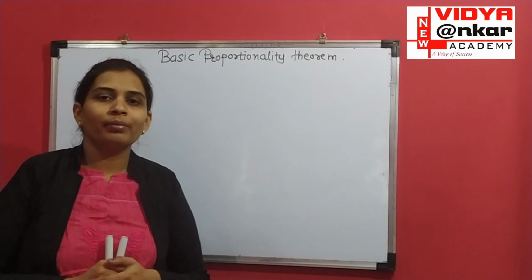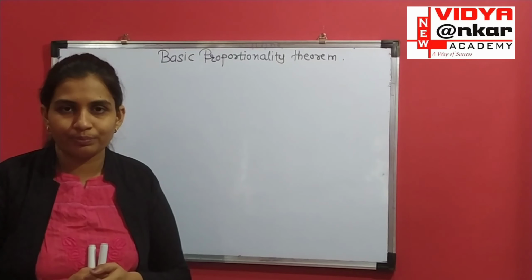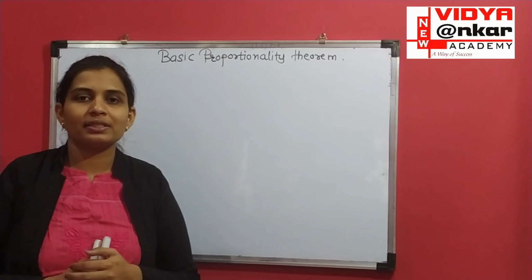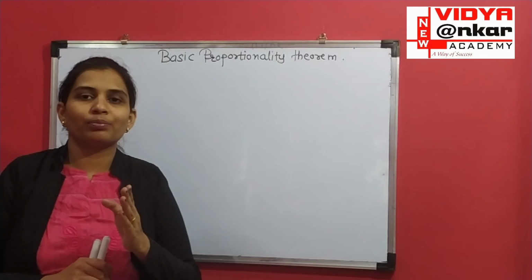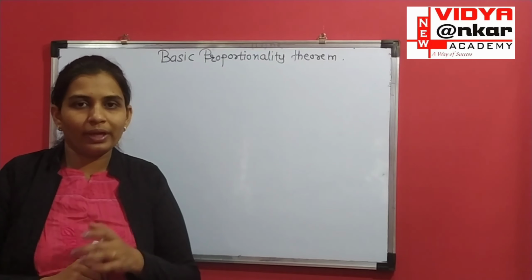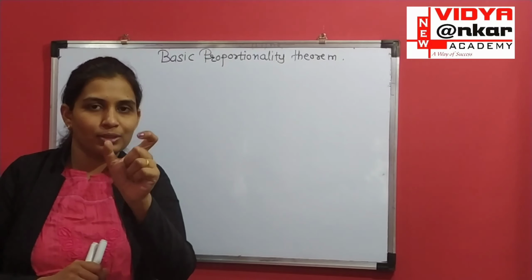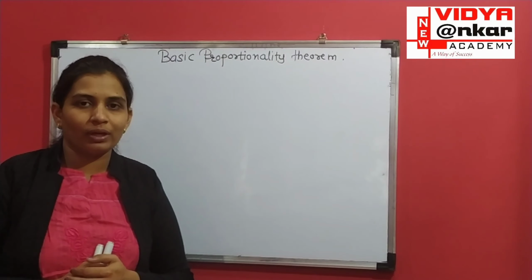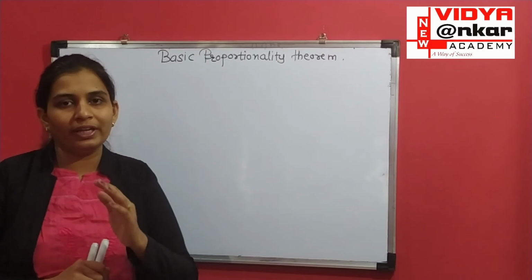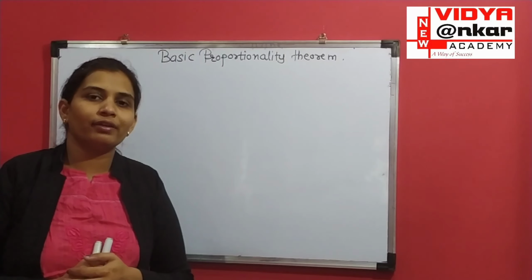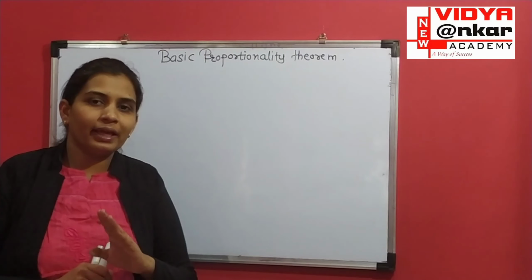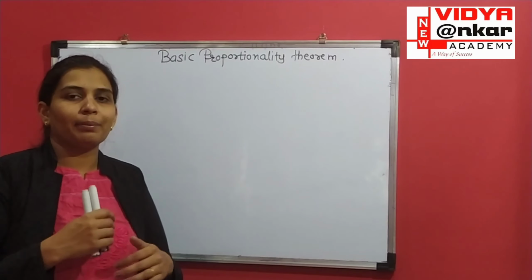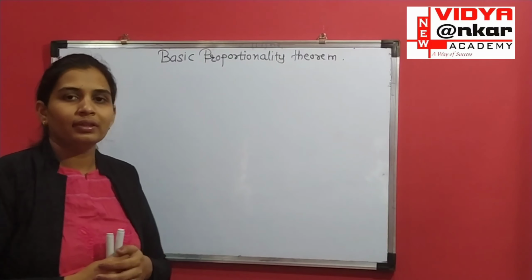Now for any theorem, we must apply our previous knowledge. Our previous knowledge is that the ratio of areas of two triangles is equal to the ratio of the products of their corresponding bases and heights. The next property was, if the bases are equal, then the ratio will equal the ratio of their corresponding heights. And the third property was that if the heights are equal, then the ratio will be equal to the ratio of their corresponding bases. So let's apply this previous knowledge to the theorem.